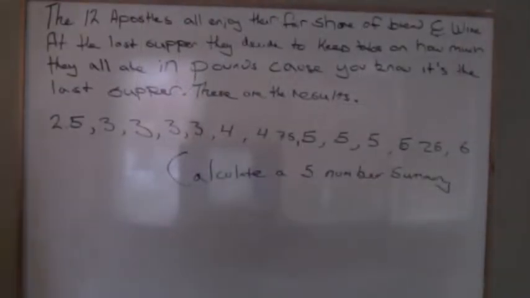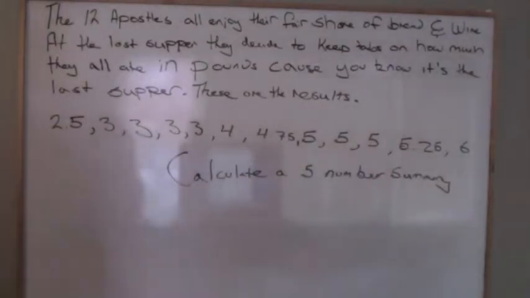The question reads: the 12 apostles all enjoy their fair share of bread and wine. At the Last Supper, they decide to keep tabs on how much they all ate, in pounds, because, you know, it's the Last Supper. These are the results. Calculate a 5-number summary. These 12 numbers all need to be rearranged into order from smallest to largest. I've already done that to save time, but in calculating a 5-number summary, one of the main challenges is collecting 5 pieces of data.